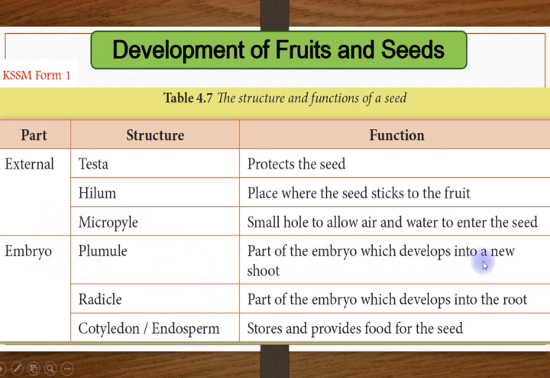The plumule will develop into a new shoot during germination, and the radicle will develop into the root during germination. The cotyledon and endosperm store and provide food for the seed during germination. I think that's all. Make sure you understand the concept of the development of the fruit and seeds. I repeat: the ovule becomes the seed and the ovary becomes the fruit. Make sure you know how the ovule develops into the seed and how the ovary becomes a fruit. Please read more until you understand. Take care everyone.